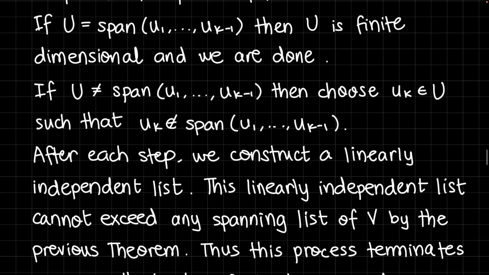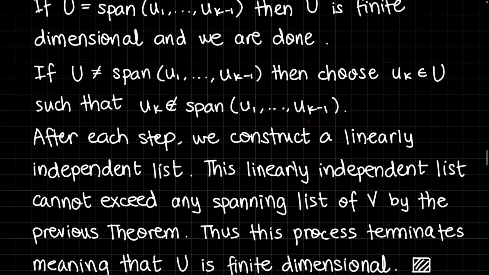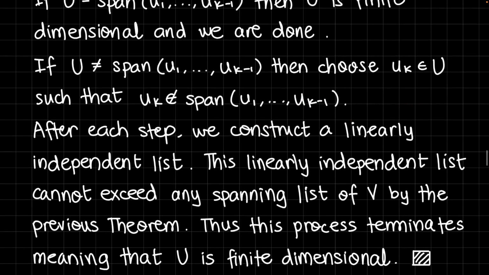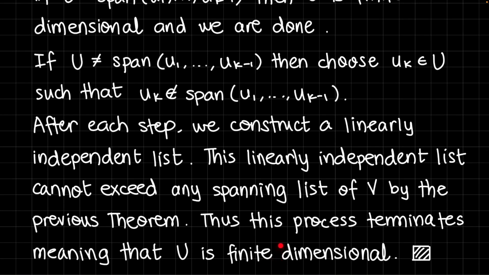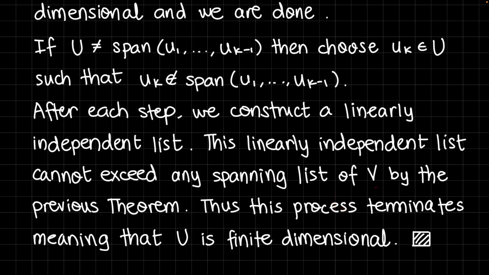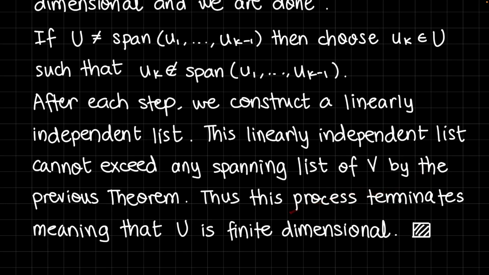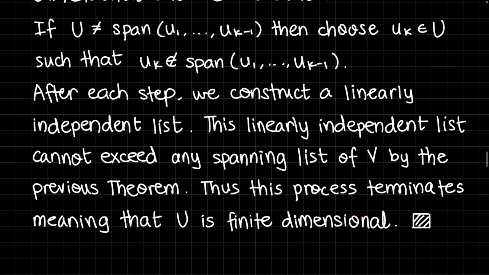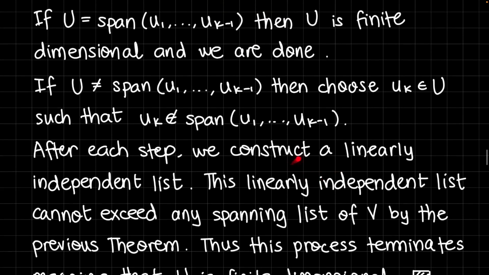Therefore, this process of adding uk's that are not in the span of the list from the previous step must end. We can't add infinitely many times. We are bounded by the size of the spanning list of V, which is also known as the dimension of V, by the result of the previous theorem. Therefore, this process must terminate. You cannot keep adding new vectors which are not in the span and keep enlarging your linearly independent list.